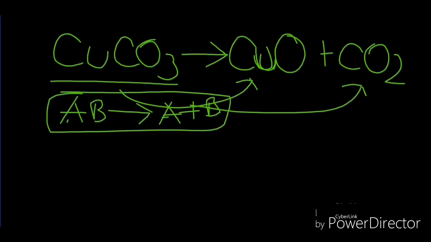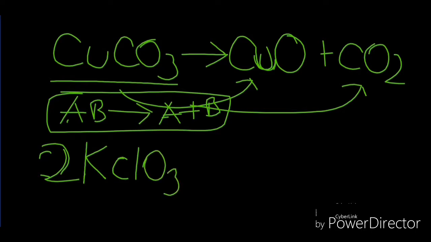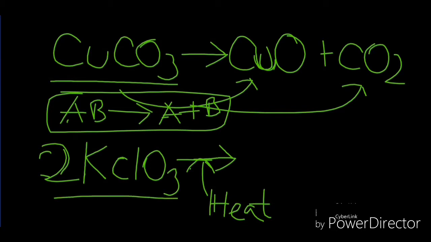So let's take one more example. Suppose you have potassium chlorate, 2KClO3. We have two molecules of potassium chlorate, and you have given heat to this. Remember, in a decomposition reaction, often when you put this sign here, you should write one more thing, that is heat. That means giving heat to this compound will break it down into two things.